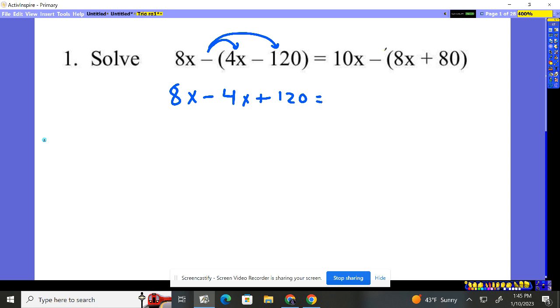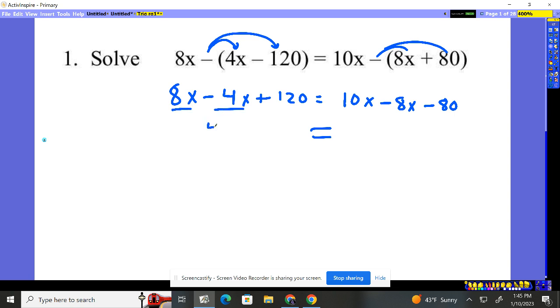Over here on the right, I need to distribute the negative sign through to each of those pieces, which gives us 10x minus 8x, and then minus an 80. Now, before I start moving pieces across the equal sign, get all your x's together, get all your numbers together.